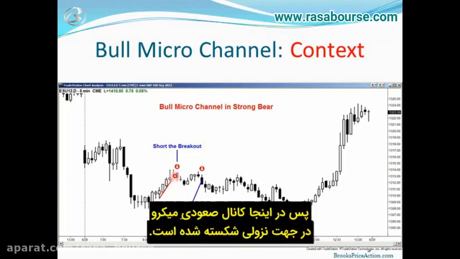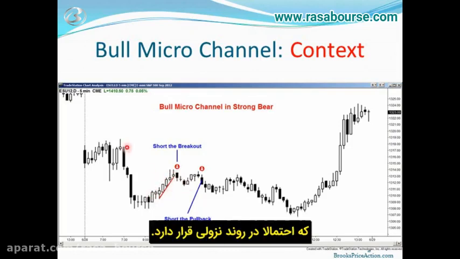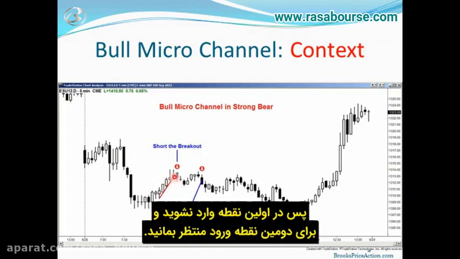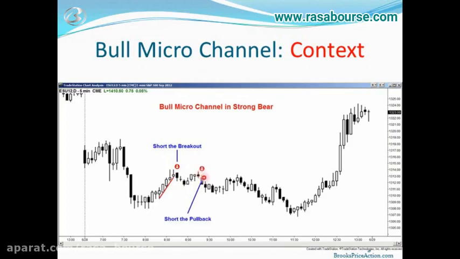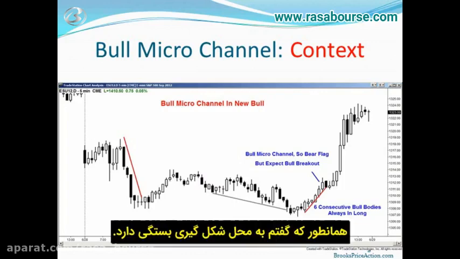So we have a bear breakout of a bull microchannel and probably a bear trend. Unclear? Don't take the first one, wait for the second one. It's also a double top, so it's a low 2 short. Again, context.